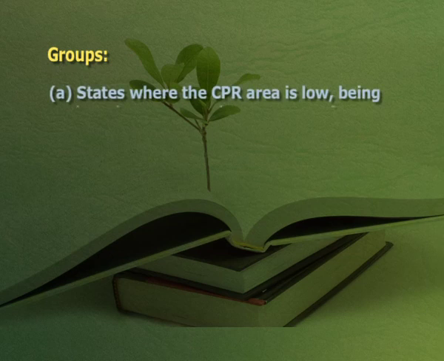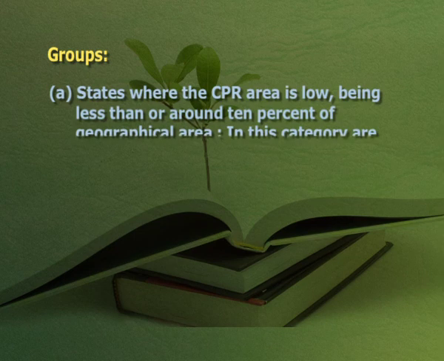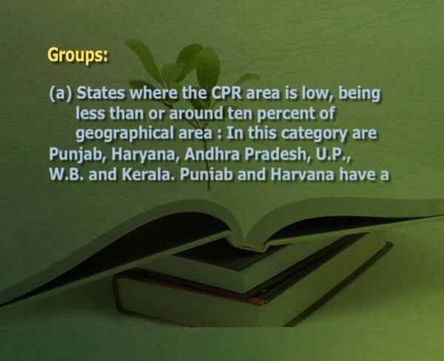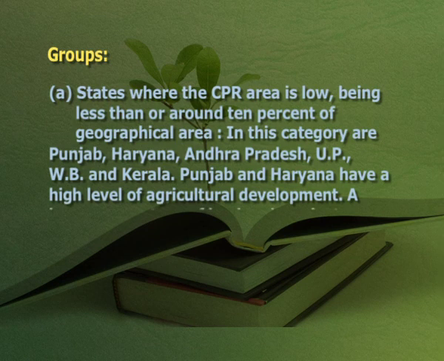In the northeastern states and other hilly regions, the non-forest CPRs are relatively less. 3 broad groups can be made on the basis of CPR intensities. A. States where the CPR area is low, being less than or around 10% of geographical area. In this category are Punjab, Haryana, Andhra Pradesh, Uttar Pradesh, West Bengal and Kerala.